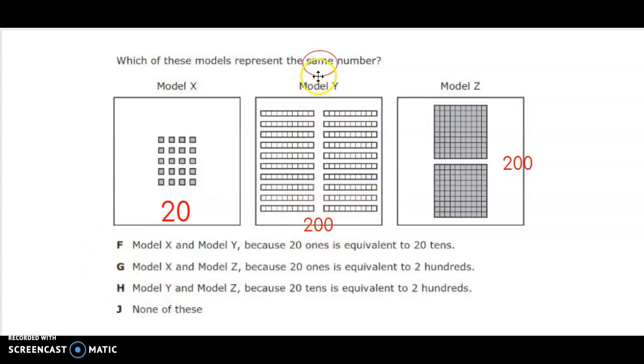So our answer is H, model Y and model Z. And the reason we label these is because it's so easy to see that this equals 200 and this equals 200, which would give us our quickest answer.